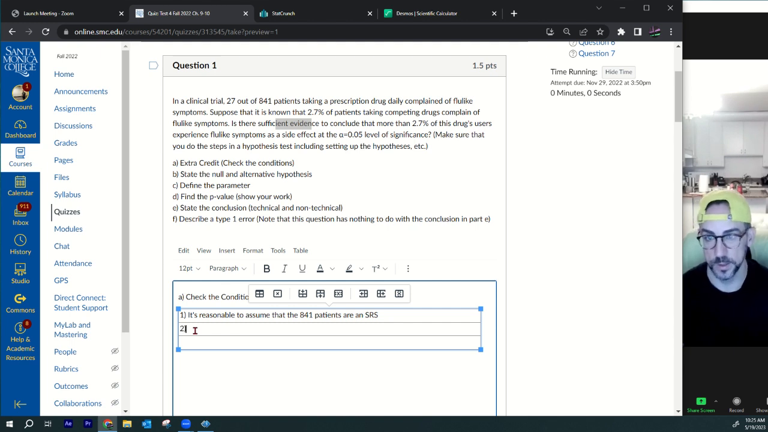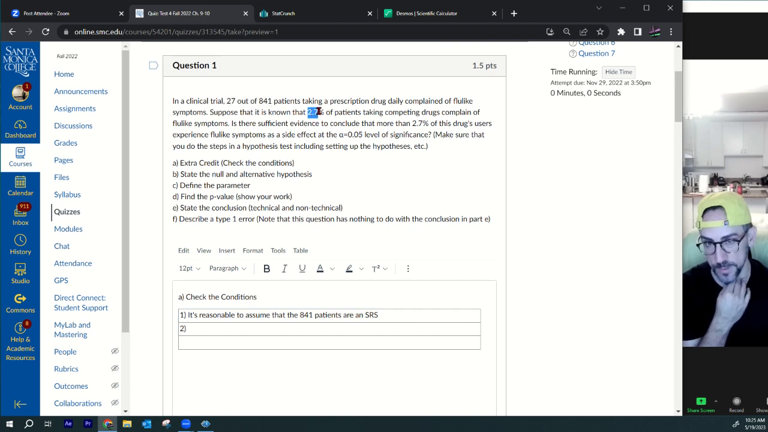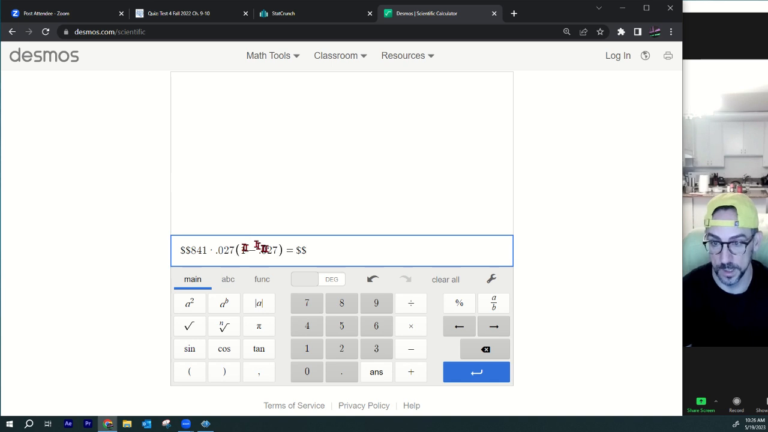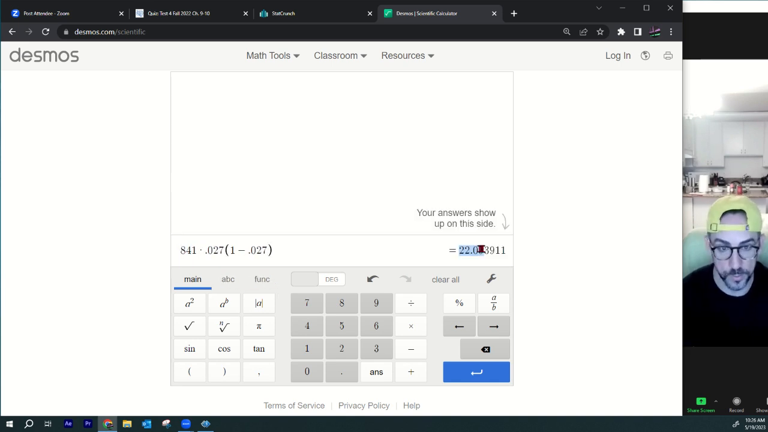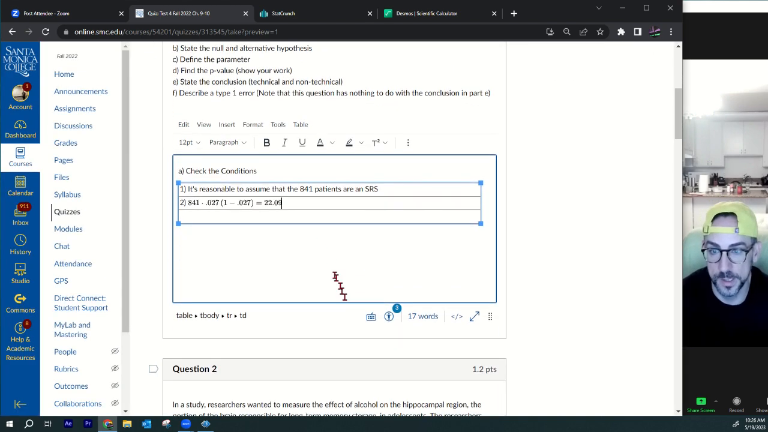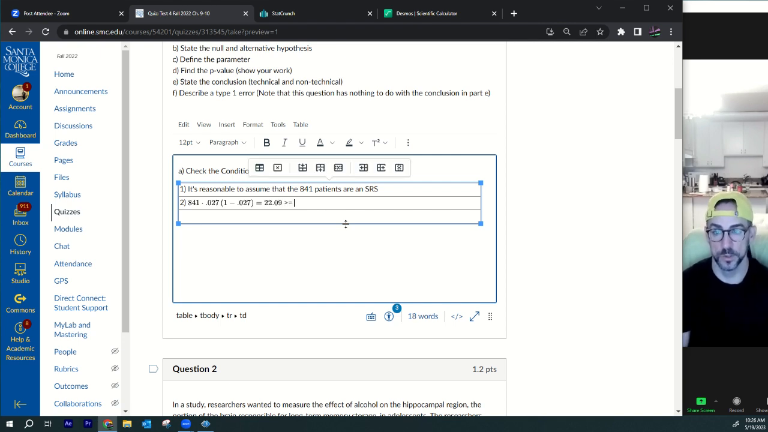Number 2, this is about the proportion, because I see percentages and I even see X out of N here. So the formula would be n times p naught. What's n? 841 times p naught. Let's do this maybe on Desmos. What's p naught? 0.027. Make sure you know how to convert that to a decimal. Or why don't we say this? Insert equation. Let's just say 841 times 0.027 times 1 minus 0.027. I should have just done it here from the get-go. 22.09. I should have just done that on Desmos from the beginning. But anyway, here we get that. So we could say that this is greater than or equal to 10.